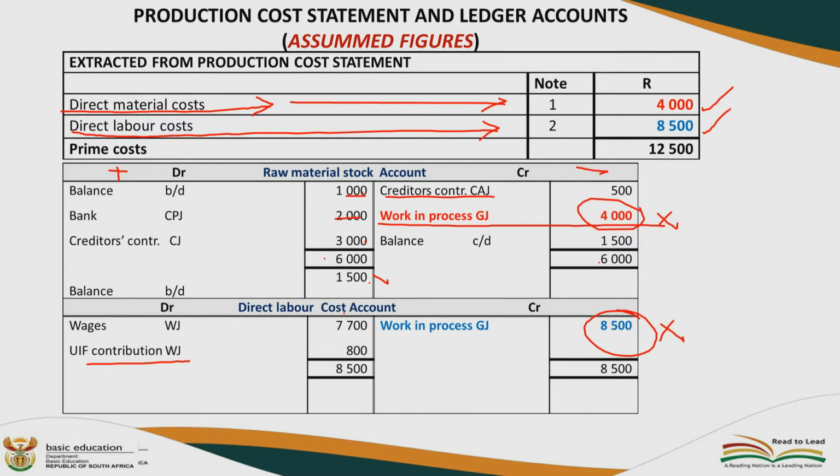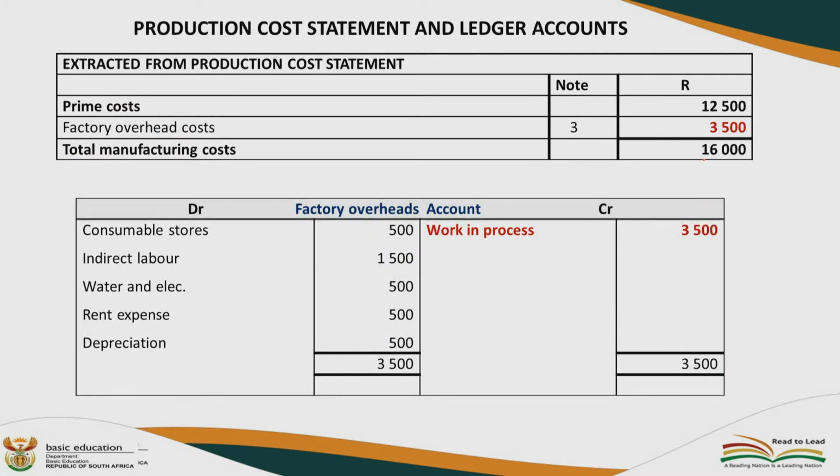You still remember, boys and girls, what I told you earlier on? When you have direct material plus direct labor, when we add them, what do they form? Correct. They form what is known as prime cost, which is now your 4,000 plus your 8.5 gives you 12.5. Boys and girls, let's go on and see what then happens when we have factory overheads.